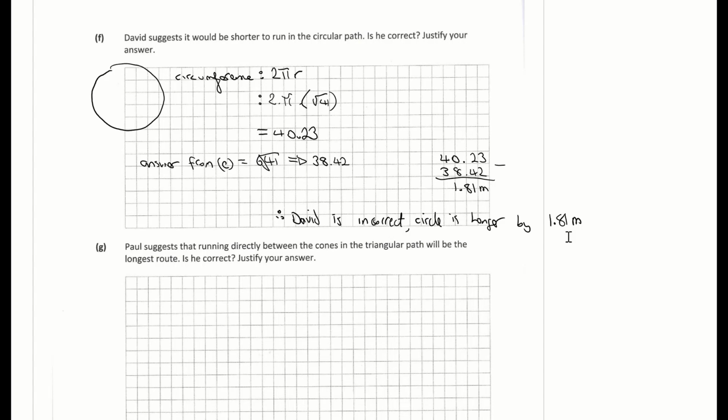Paul suggests that running directly between the cones in the triangle path will be the longest route. Is he correct? Justify your answer. So what that means is we come back to our original triangle that they've given us in the question. So we had Paul, we had Mary, we had David.